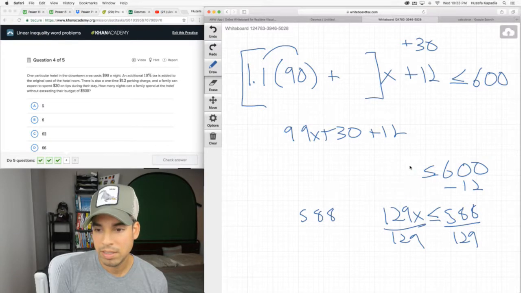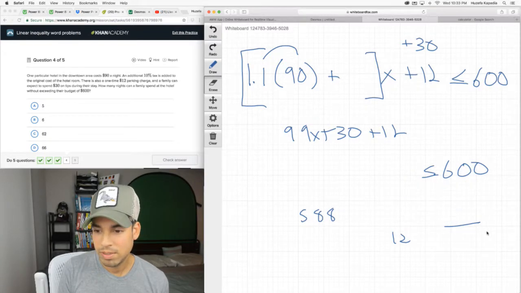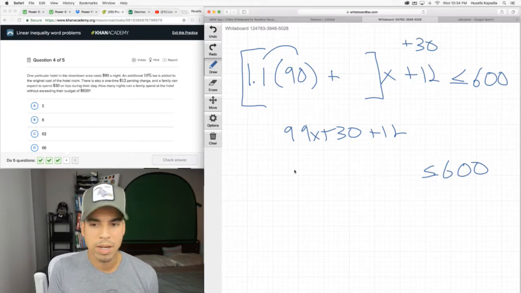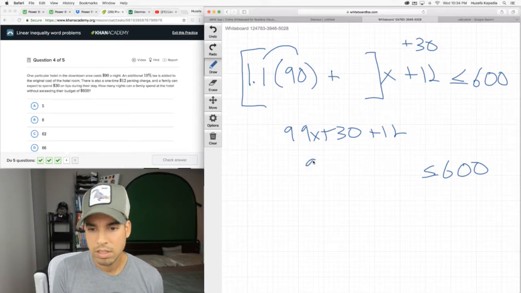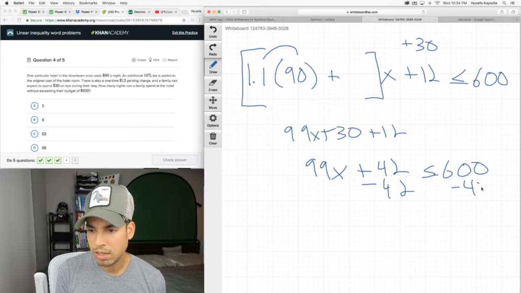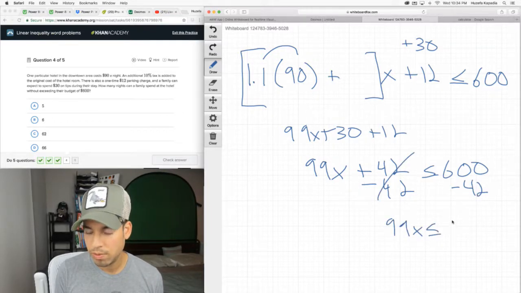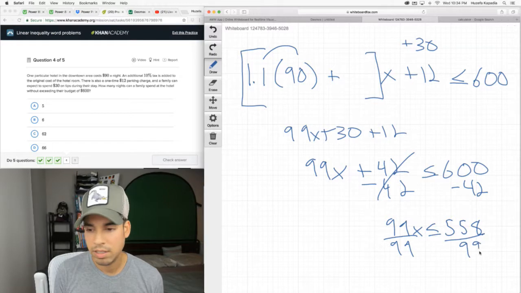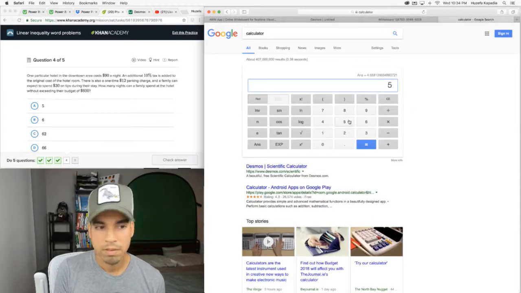Now I'm getting it. Took a few times. So that's during the entire stay. I guess it's not affected by their day, which doesn't really make sense because the tips would increase based on technically how much time you spend, but I misread that. So now 99x is less than or equal to 558, and this divided by 99. Now we can see it's clearly going to be 5, but let's do the division.